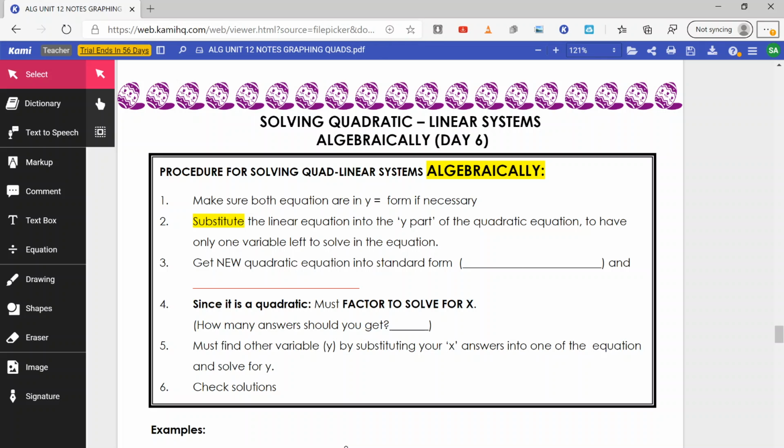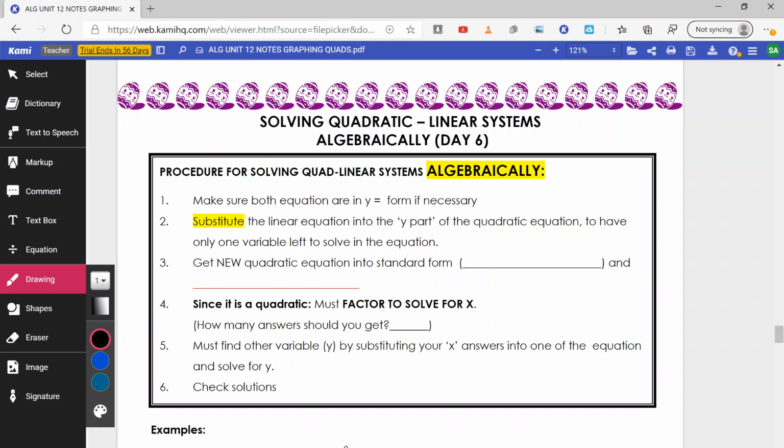Now, in order to use substitution, both equations have to be in the y equals form, and we substitute the linear equation part into the quadratic equation. So we only have the x value involved. So now we want to get the quadratic equation in standard form, which again is 0 equals ax squared plus bx plus c, or the other way, it could be ax squared plus bx plus c equals 0. It's the same thing, doesn't really matter, personal preference.